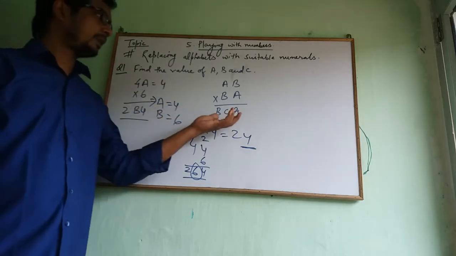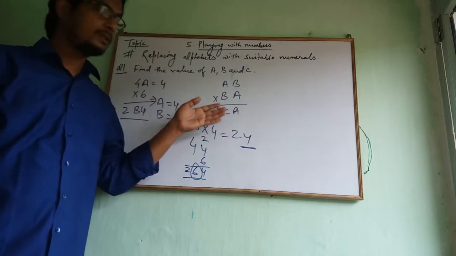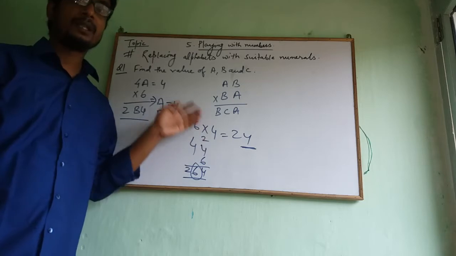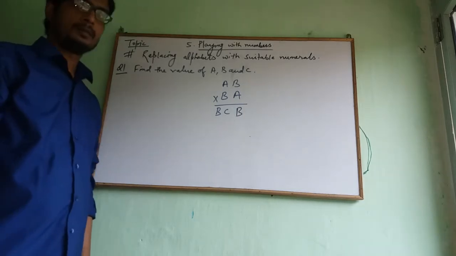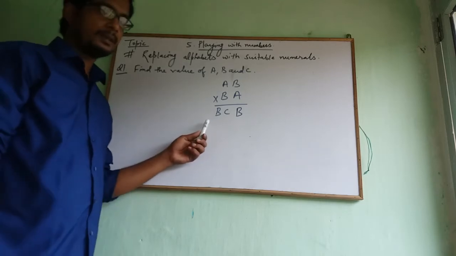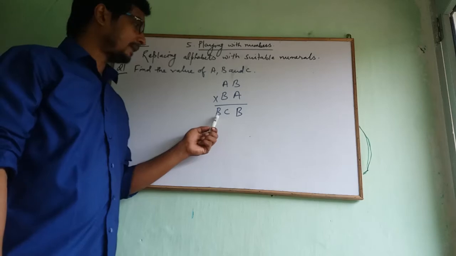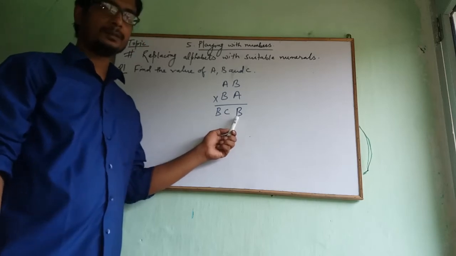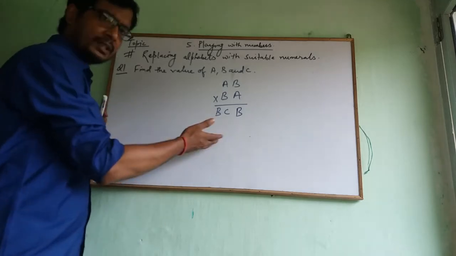Now in the next question, you can see here that no numerals are given. You have to find the values of numerals using these alphabets. So let's see how we will solve these types of questions. Now you can see here, students, that when AB is multiplied with BA, my answer is BCB. Now see how we will solve these questions.